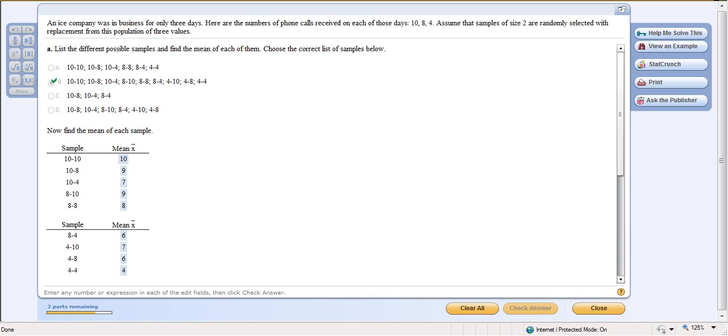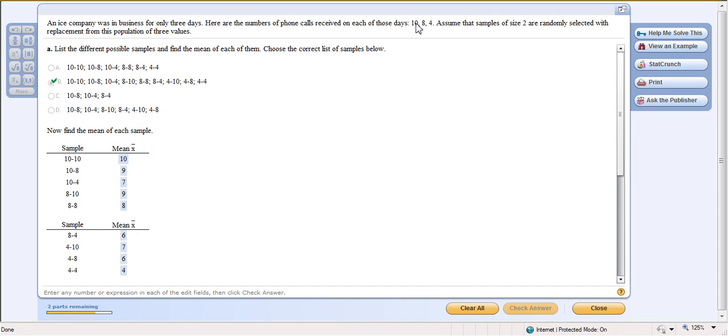I want to take a look at one of the homework problems on sampling distributions, and they tell us an ice company was in business for only 3 days, and the phone calls they received on each day were 10, 8, and 4.